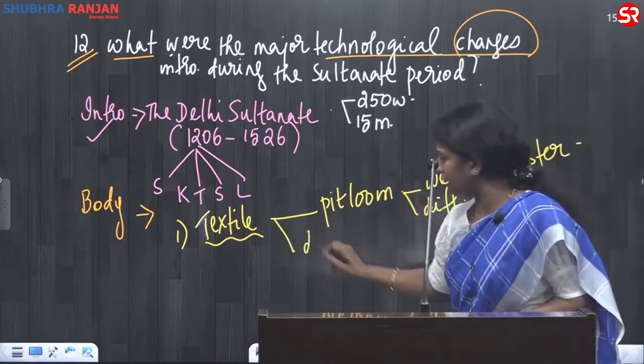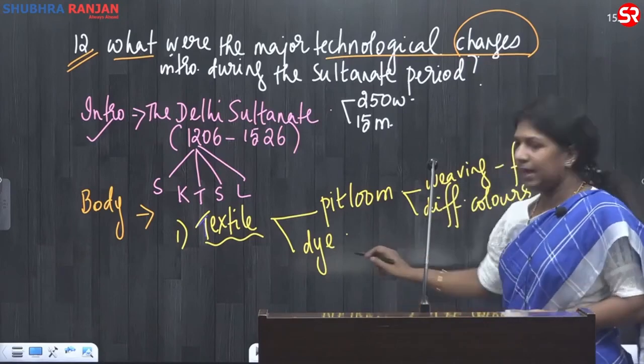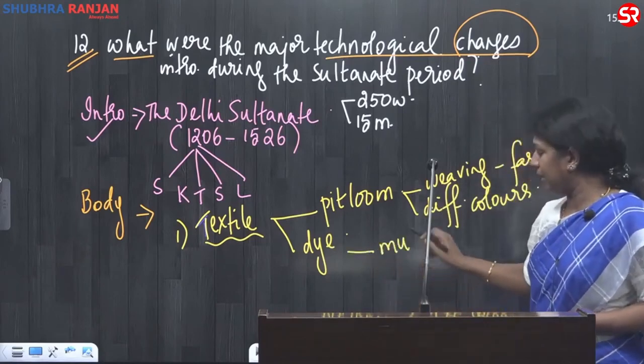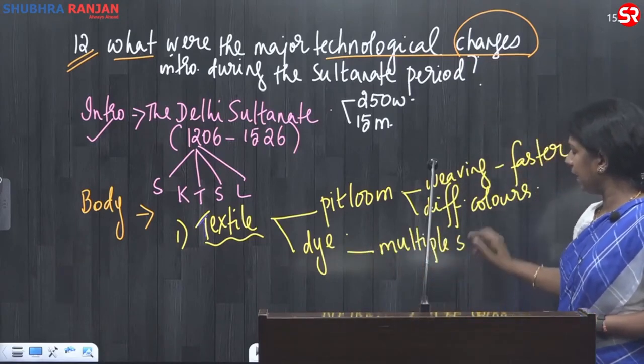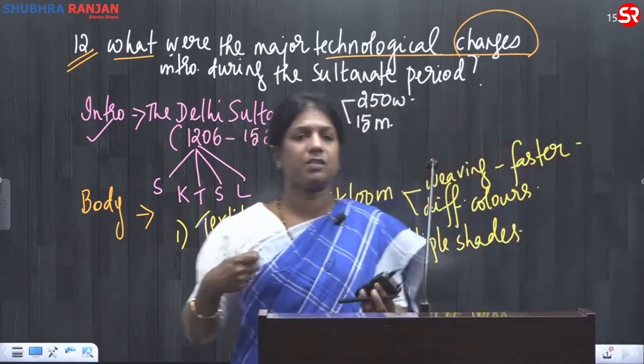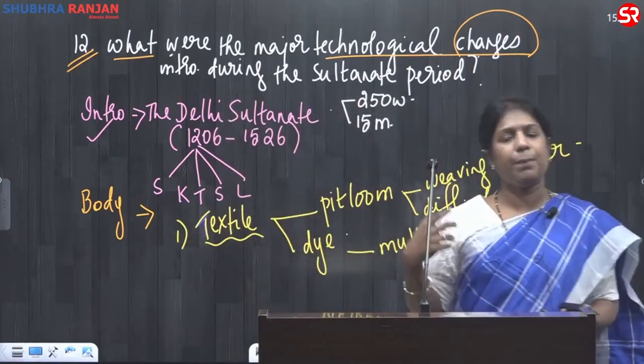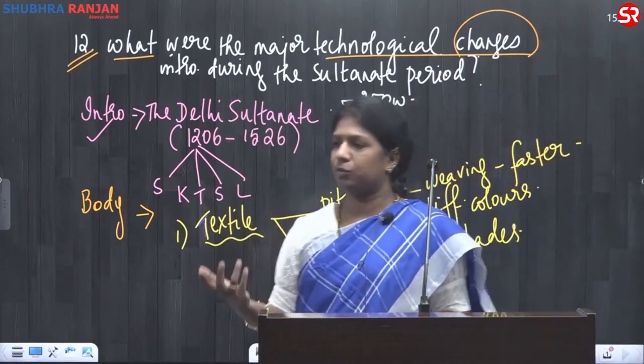The second one, as I told you, lots of dye was introduced. So dye gave what? Multiple shades. So the Delhi Sultanate started using multiple dyes. Getting it? So the dyeing process got advanced during the process of what? Delhi Sultanate.